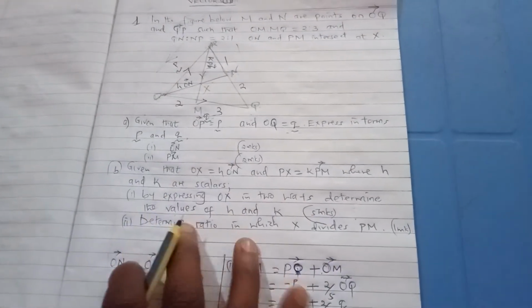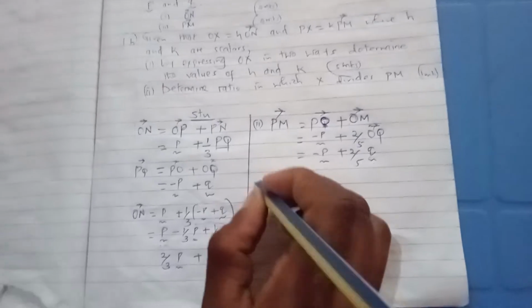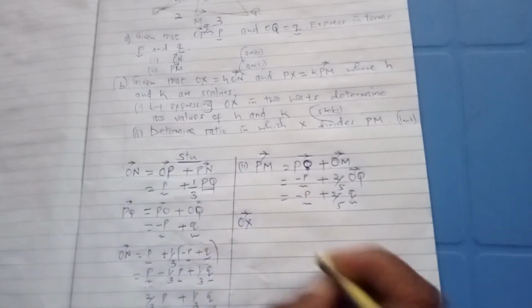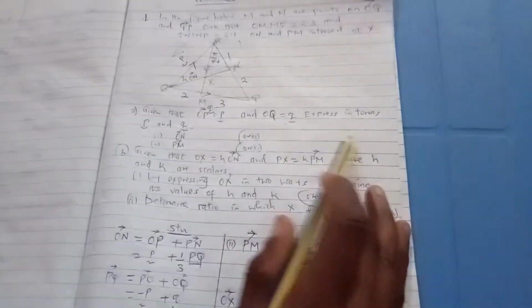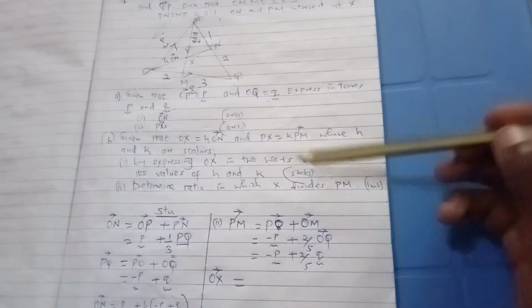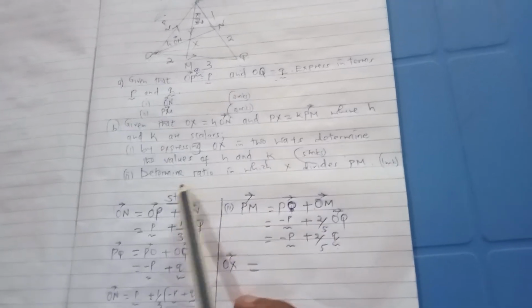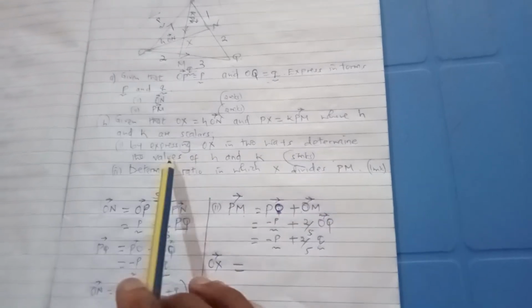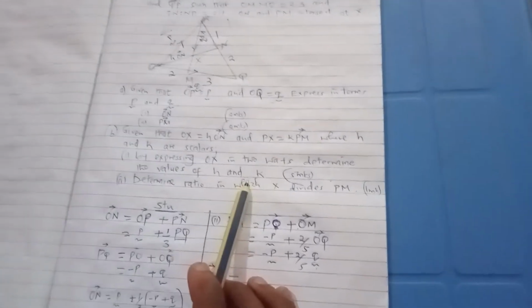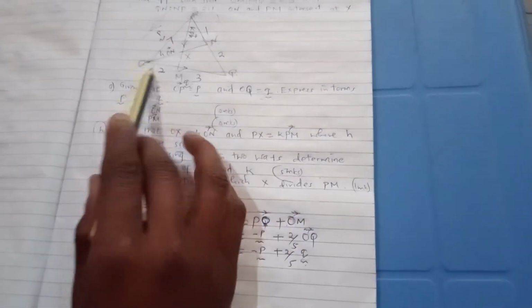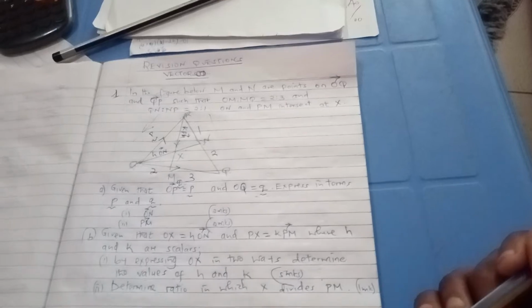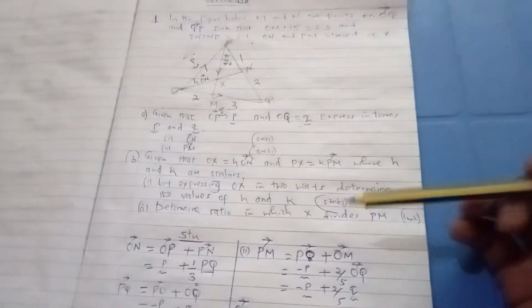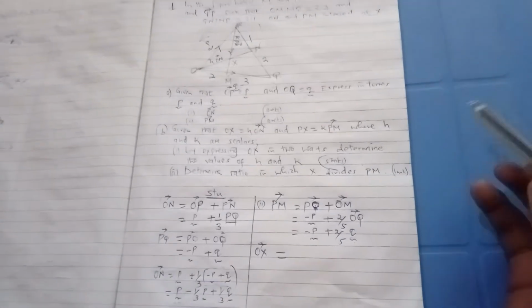So how do we solve that? We want to write vector OX in 2 ways, starting from O to X. You are told, by expressing OX in 2 ways, determine the values of H and K. So for us to be able to solve that question, we have to write OX in 2 ways. One must involve H, and the other one must involve K, the scalars whose values we will later find.